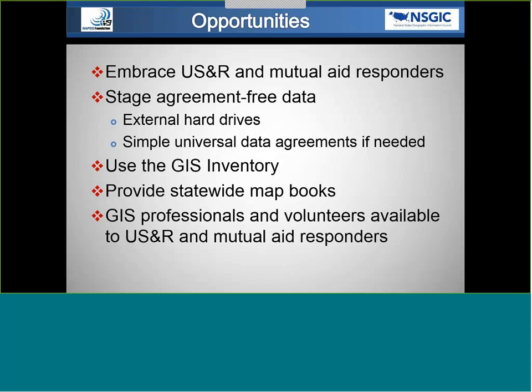Other opportunities: provide statewide map books. Here in Missouri we have a map book system that we were able to deploy when Joplin, Missouri was hit by an F5 tornado. The F5 portion of the tornado's damage path alone was, I believe, 9 miles, so the damage was extensive and widespread. Our state EOC was able to provide our task force with map products as we were going out the door, which proved to be highly successful.